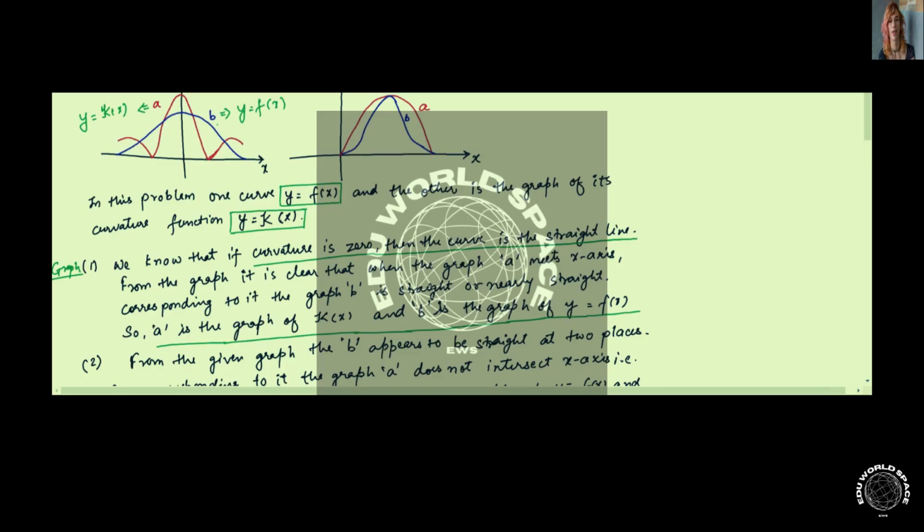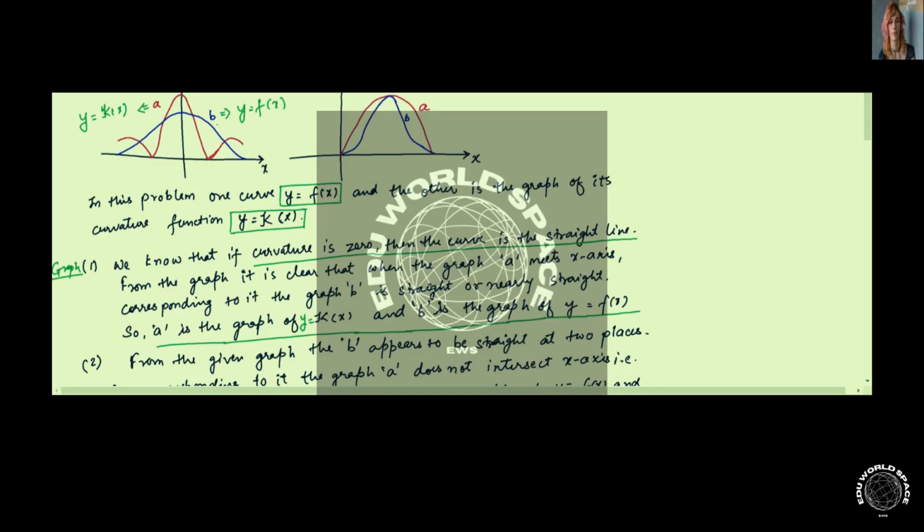Whichever curve is straight with respect to the other curve, we take it as y equals f(x). Whichever curve is curvy in nature as compared to the other curve, it will be y equals k(x).